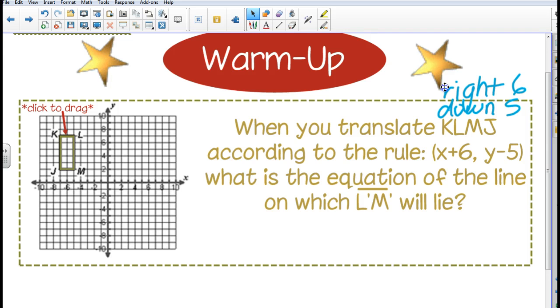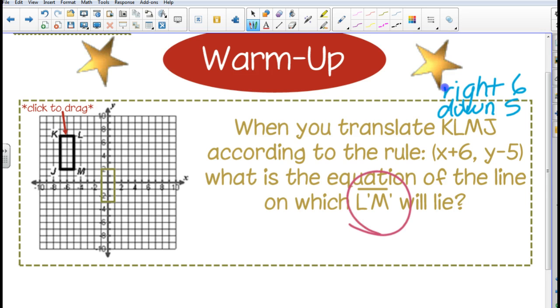So on your paper, you're not going to be able to actually drag the rectangle. You'll have to redraw it. But we're going right, let's see. 1, 2, 3, 4, 5, 6, and then down. 1, 2, 3, 4, 5. Okay. Now we need to find out where L prime, M prime is.